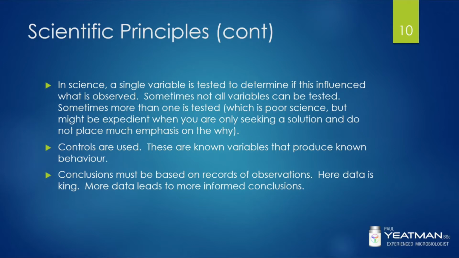You also use controls. These are known as variables that produce known behaviour. Conclusions must be based on records of observations. Here data is king. More data leads to more informed conclusions. You can't state that, hey, when we tested sticking a nail in water it produces rust, you can't conclude that water rusts. You need to determine what causes the rust, as an example. Gathering data and building upon what is known can lead to more knowledge or improved processes in the future.